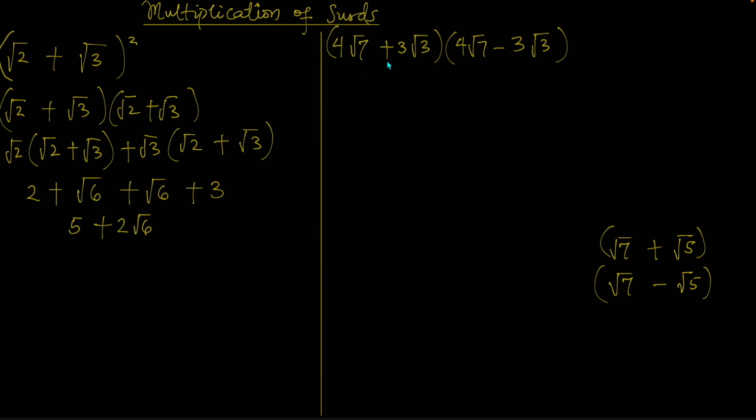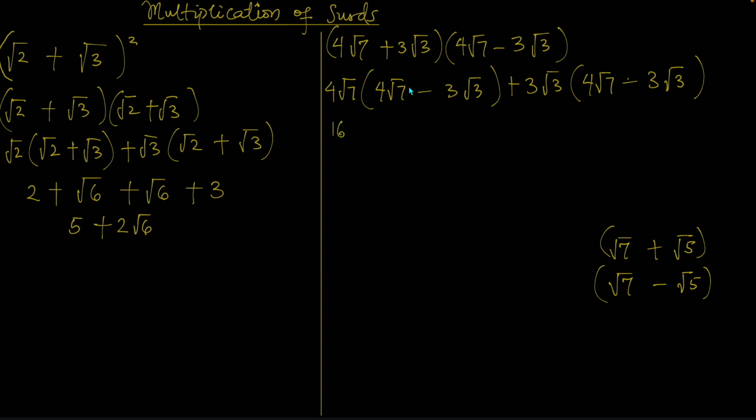Now in this case, we have to multiply mixed Surds. The process is quite similar to the first one we had. So we have 4 root 7 multiplying 4 root 7 minus 3 root 3. Then we take this plus 3 root 3 multiplying 4 root 7 minus 3 root 3. Just like we've explained in the previous video, you take the rational part, you multiply 16, then you take the Surd part, you multiply.